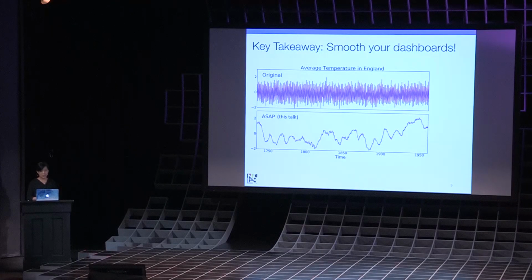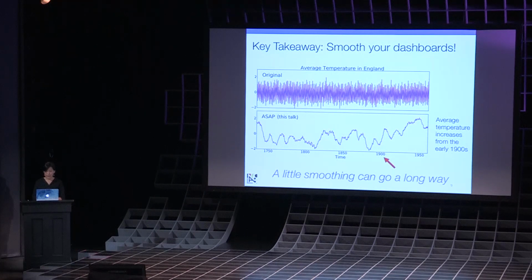Turns out that in this case, if we were to perform smoothing on the time series using ASAP, you will see this trend line. Despite some fluctuations, you can see that around 1900, the average temperature started to increase, which is not surprising considering our temperatures are warming right now. So a little smoothing can really go a long way.